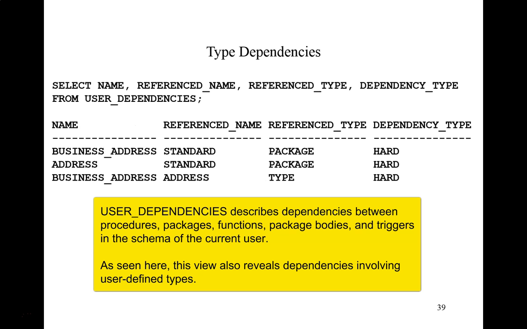This is a useful query to remember. We can query user dependencies, and we can find out the name of some kind of database object, and we can find out what dependencies might exist. So notice that business address appearing in the third row references address, which is a type. And despite the fact that business address was compiled with errors, that dependency still exists within the database.